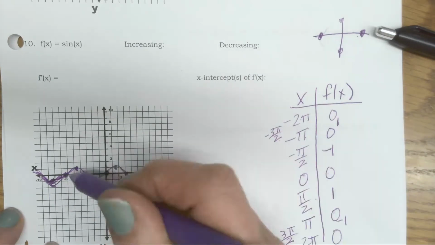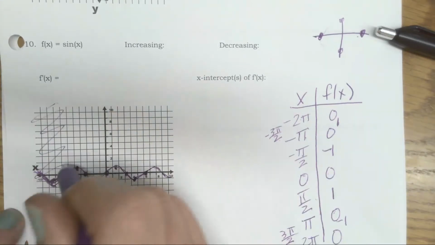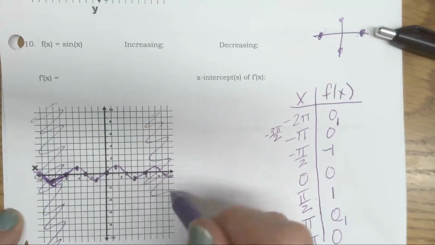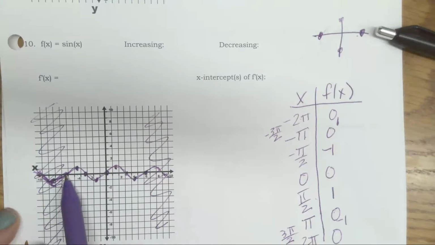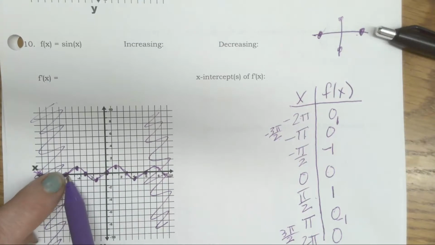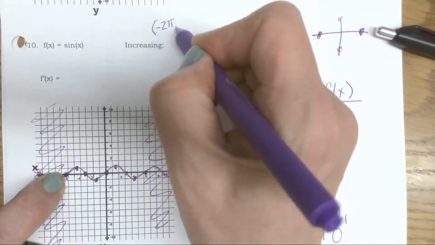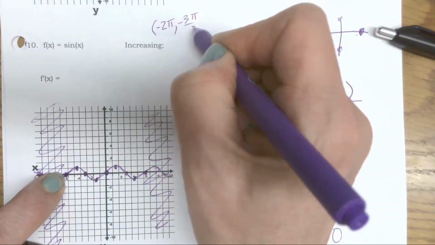Let's just go with what we did. Let's avoid all this here and avoid all that extra that I did here. Let's go with increasing. It increases from where? That was negative 2 pi to negative 3 pi over 2. So this is from negative 2 pi to negative 3 pi over 2.